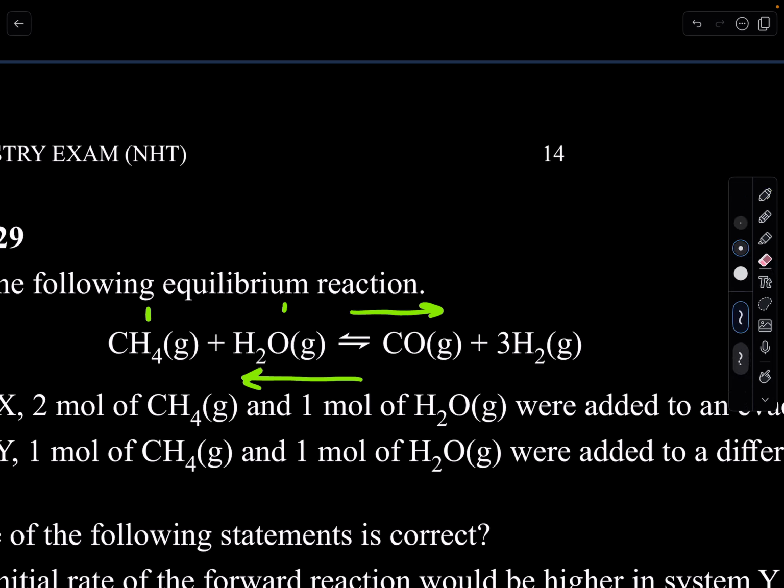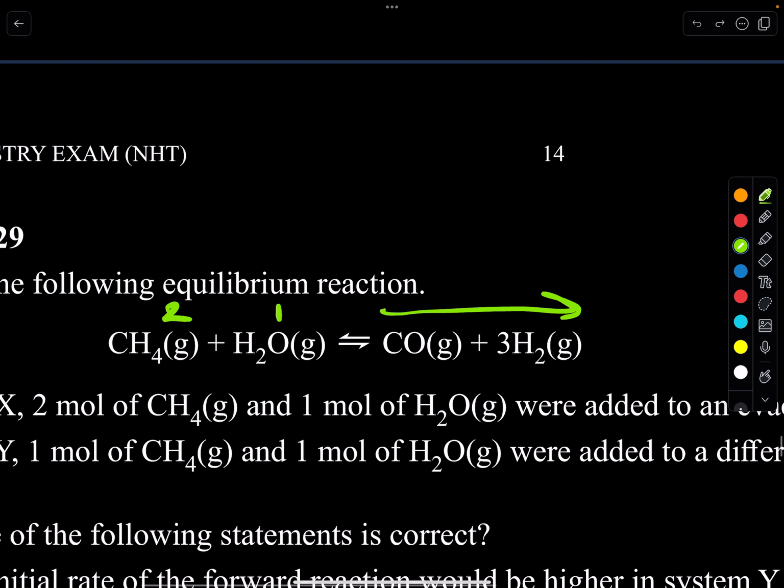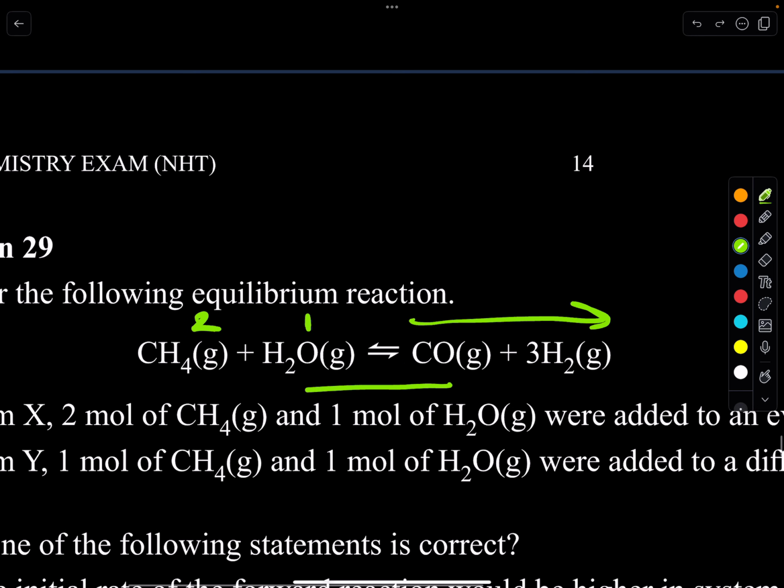But if you have, let's say, 2 to 1 here, you know how you form this quicker? Because you form these basically quicker. When you're forming these quicker, you're basically going to be forming the backwards reaction much quicker.